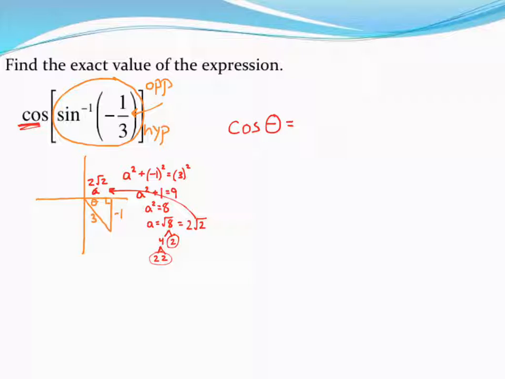So the cosine of theta is equal to the adjacent side, which is the side we just found out to be 2 square root of 2, over the hypotenuse, which we knew was 3. And then I would look to see if I could simplify this. I can't. There's no square root in the bottom, so there is going to be my final answer, 2 square root of 2 over 3.